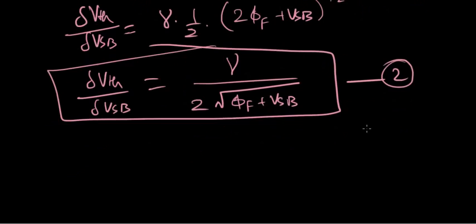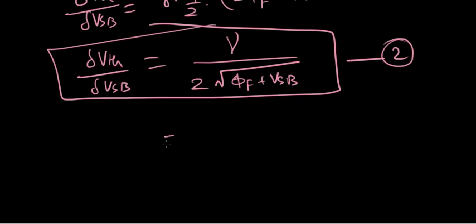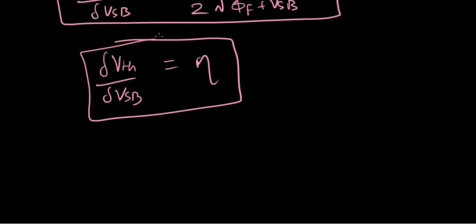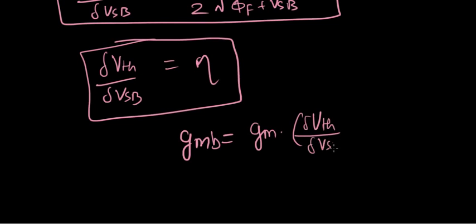Now, this weird looking thing is nothing but eta, okay? Del VTH over del VSB. Just for our convenience, we call it eta. Sorry about that interruption there. So this is what we got: GMB equals GM times dou VTH over dou VSB. This is now eta, so GMB equals eta times GM.